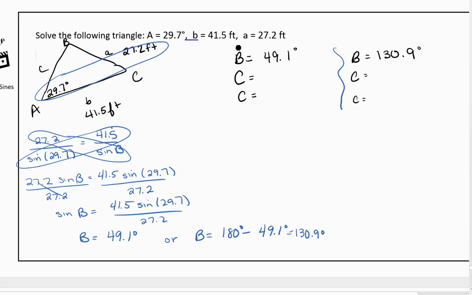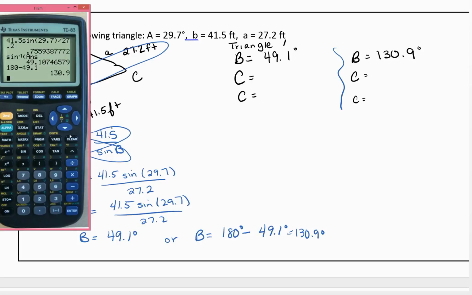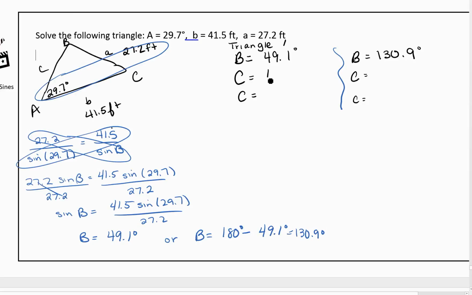Okay, so we'll call this triangle 1. So to find C in triangle 1, we would do 180 minus our 29.7 minus the 49.1. And our angle C would be 101.2. Now we're going to use that in the law of sines to find little c. So we'll have 27.2 over sine of 29.7 equals little c over sine of 101.2 degrees. So we're going to multiply both sides by sine 101.2. And this will give us c.